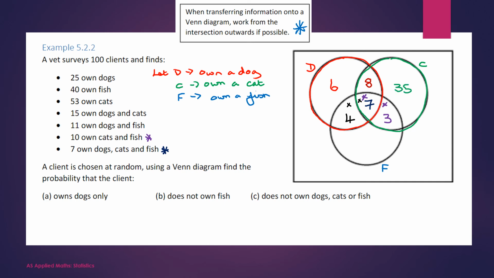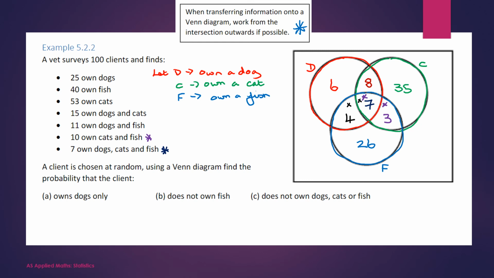35. And then to finish off, we're looking at fish. And I want 40 fish altogether. I've got 4, 7 and 3. So this region here has to be 26, and it's that circle that would add up to 40. So you should be checking that you've added that up correctly.